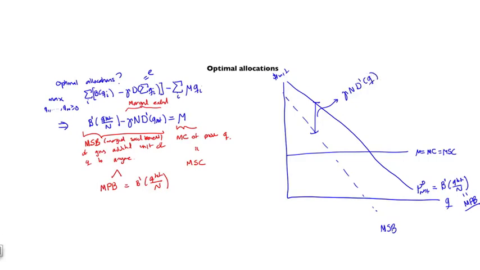Now, what do we find out? We find out from this graph that the optimal amount is where the marginal social cost is equal to the marginal social benefit, which is here. This is the optimal amount of Q.